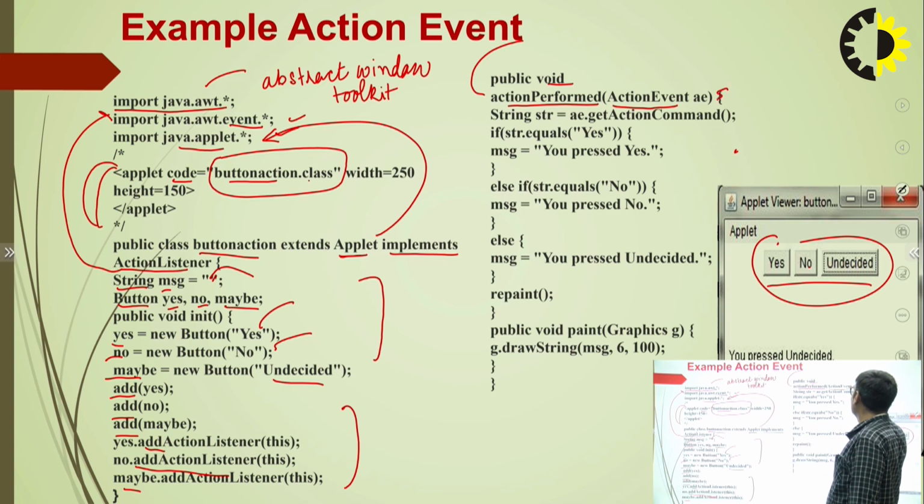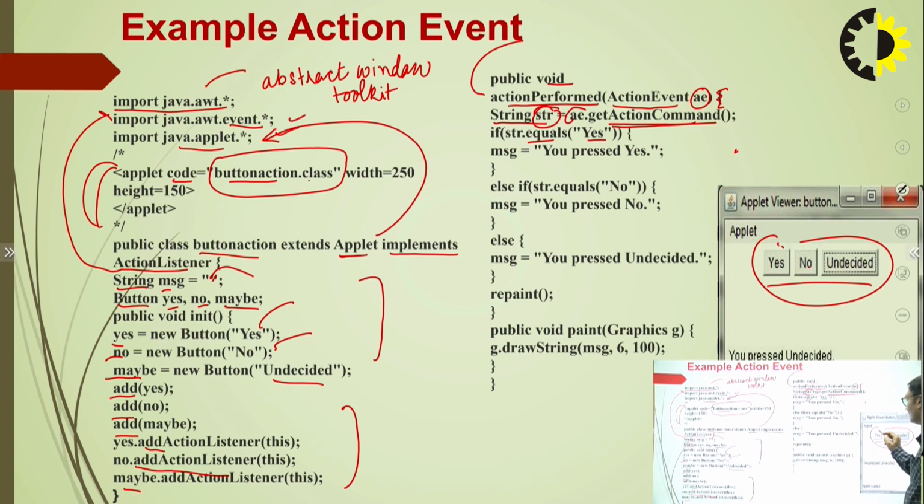So what is action performed doing? The code written inside this method: I'm taking a string str and I'm calling the get action command method through the object of this action event, ae dot get action command. And if this str dot equals yes, if I am clicking this yes button, then the message should be displayed, you pressed yes. I'm just displaying the message.